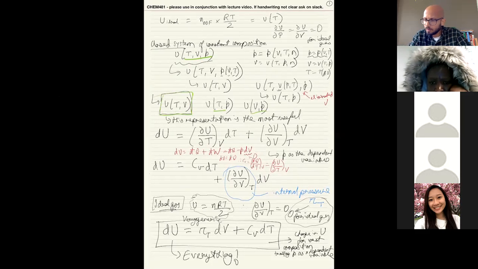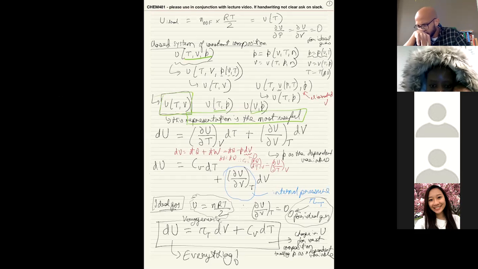So here I said this representation is the most useful. I did not say it is complete. I did not say these are the natural variables. This is something that used to confuse me when I was a student. But remember, I have not mentioned these are natural variables. So these are just useful.